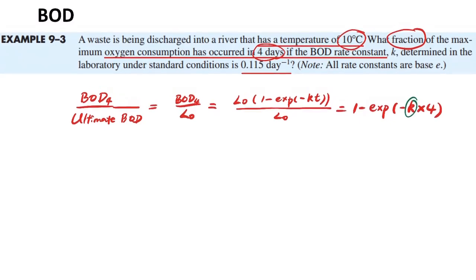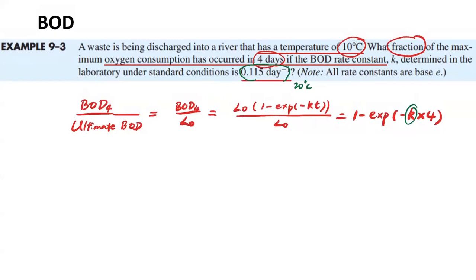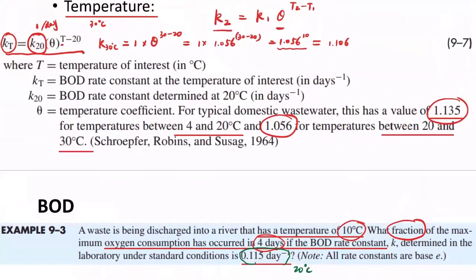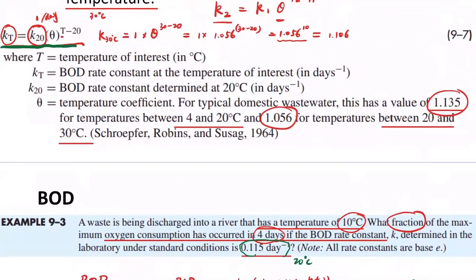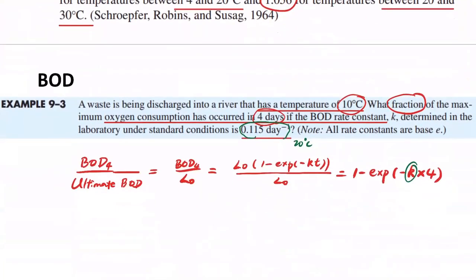So we cannot directly use the 0.115 per day, mainly because this is determined at 20 Celsius. We're trying to look for 10 Celsius. So now we have to use this equation here, right? So Kt is equal to K20 times theta to the power of T minus 20, okay? So basically K10 is going to be equal to K20 times theta to the power of 10 minus 20, right? So that turns out to be 0.115 multiplied by theta, which is 1.135, to the power of 10 minus 20, right?